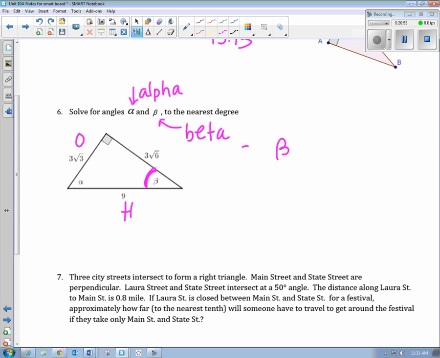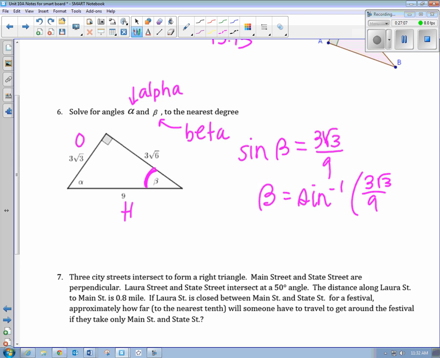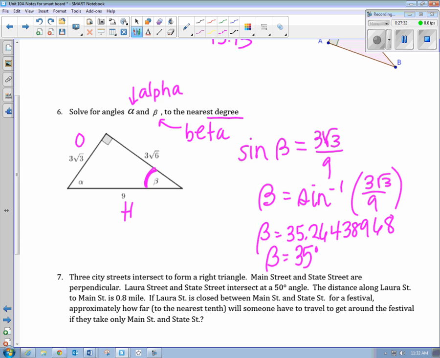So I'm going to do sine, and you could pick any of them. So this is 3 radical 3 over 9. Which means beta, when I go through and do this, is sine inverse 3 radical 3 over 9. Type that in on my calculator. Second sine, 3 radical 3, close your parentheses, divided by 9. And I find out that beta here is equal to 35.26438968. To the nearest degree, remember this is an angle measure, so 35 degrees is what this will round to.